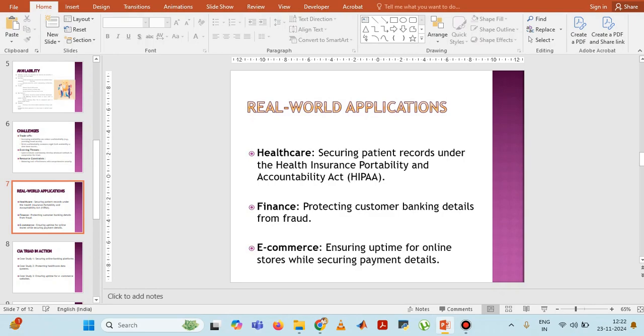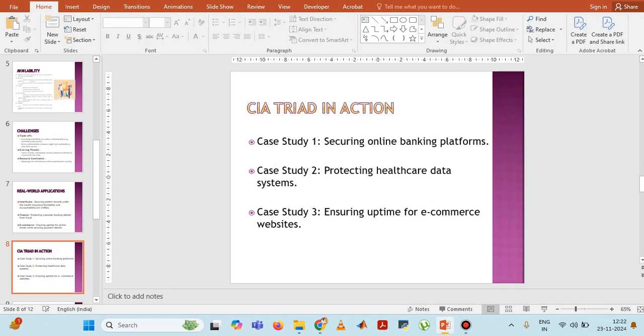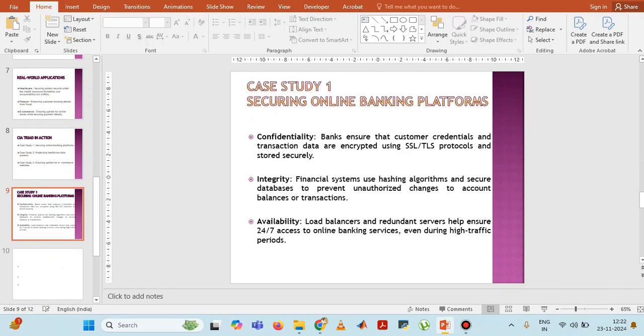Next, there are some case practices. These are some real-time applications where we are using the CIA Triad, like healthcare, finance, e-commerce, etc. And there are some case studies in these sectors. The CIA Triad is readily used in a vast portion, and now we are discussing it in the next slides.